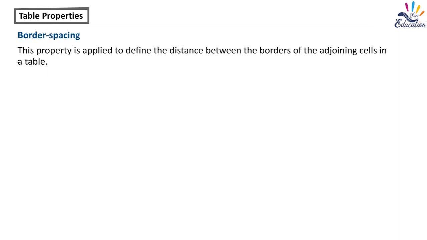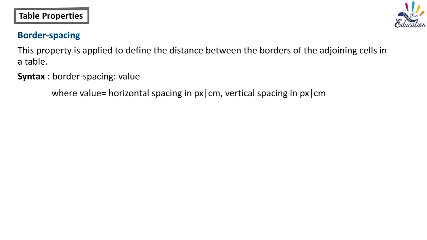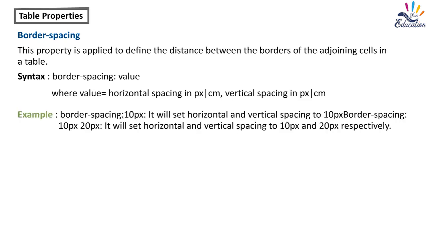Border spacing. This property is applied to define the distance between the borders of the adjoining cells in a table. Syntax: border-spacing: value, where value is equal to horizontal spacing in pixel or centimeter, vertical spacing in pixel or centimeter. Example: border-spacing: 10px. It will set horizontal and vertical spacing to 10 pixel. Border-spacing: 10px 20px. It will set horizontal and vertical spacing to 10 pixel and 20 pixel respectively.